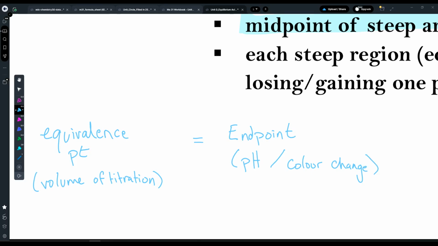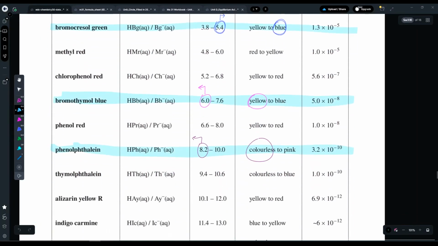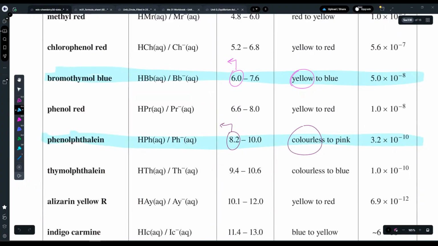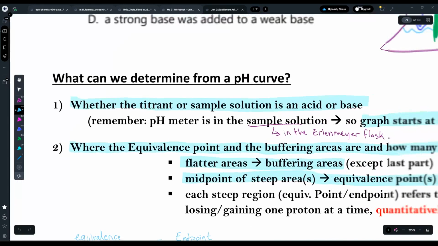The color change that you're looking for is the in-between color. So for example, let's say we looked at phenolphthalein. Because it goes from colorless to pink, the endpoint would occur when phenolphthalein becomes this light pink color. So that's what I mean by color change.